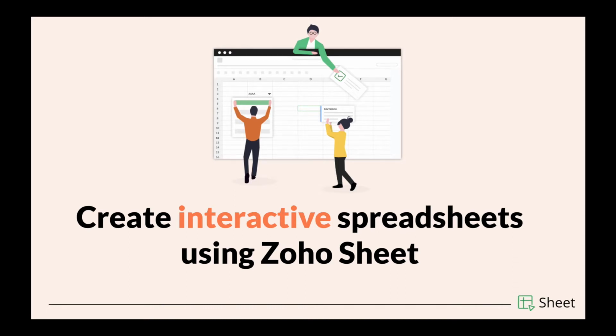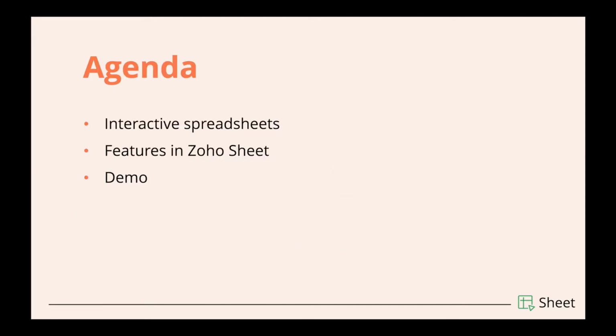So in this session, we'll see how we can create interactive spreadsheets using the various features in Zoho Sheet. Let's get started. This is the agenda for the webinar. We'll look into a brief introduction about interactive spreadsheets and how helpful they can be. Then we'll look into the features using which you can create interactive spreadsheets in Zoho Sheet. And finally, we jump into a demonstration where I'll be showing you how you can use these features in Zoho Sheet to create an interactive spreadsheet.